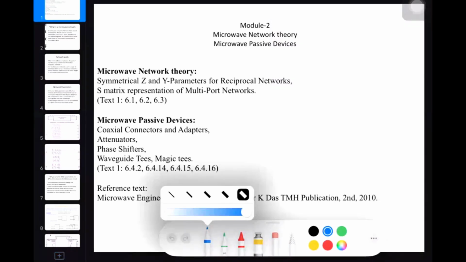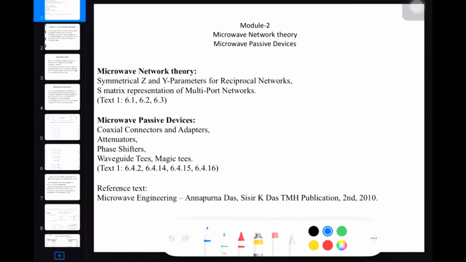In microwave network theory, the topics you are studying are the introduction to microwave networks and the symmetrical parameters of the microwave network. You'll be learning to represent the S matrix, to represent the multiport network using scattering parameters, and you'll be studying the properties of S parameters, and finally the comparison of the S parameters with the basic parameters.